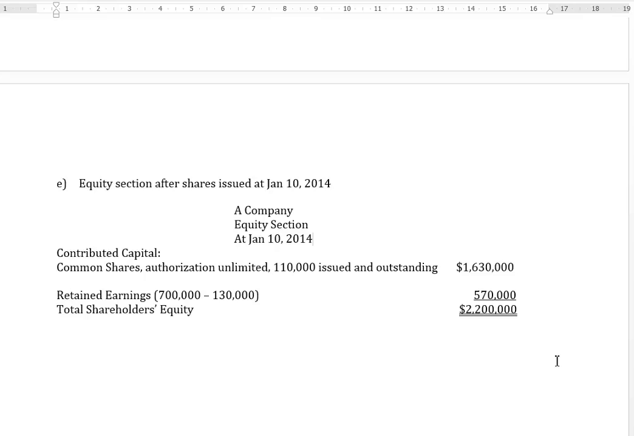Share dividends, in and of themselves, do not increase or decrease total shareholders' equity. They change account balances, but they don't change the total amount of shareholders' equity in the shareholders' equity section.